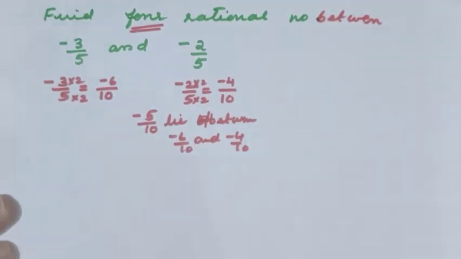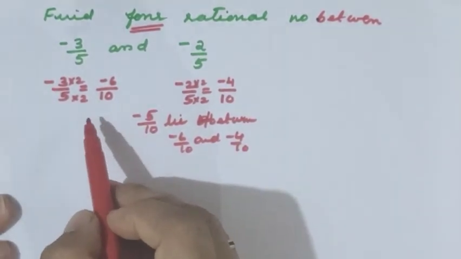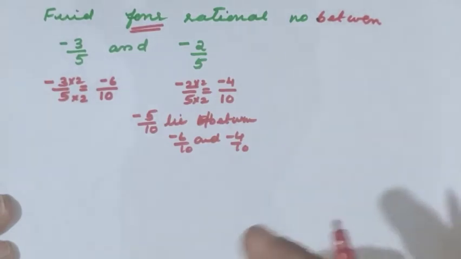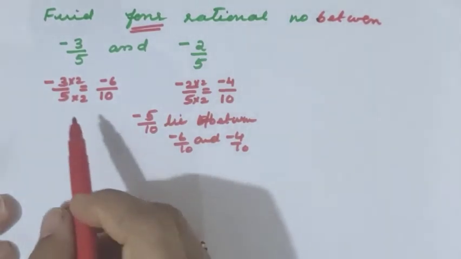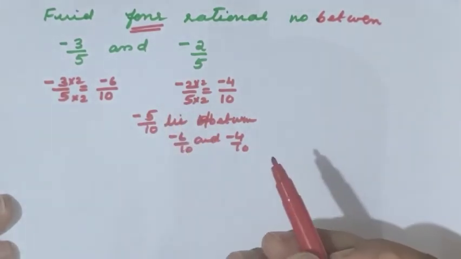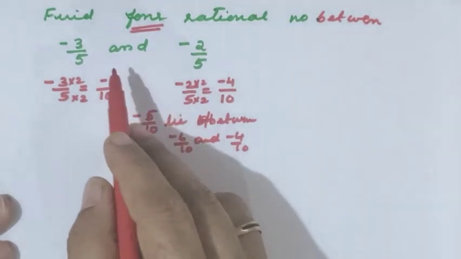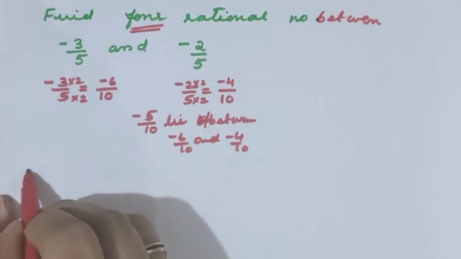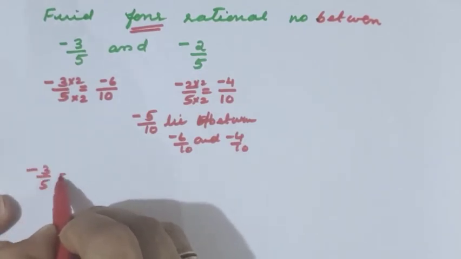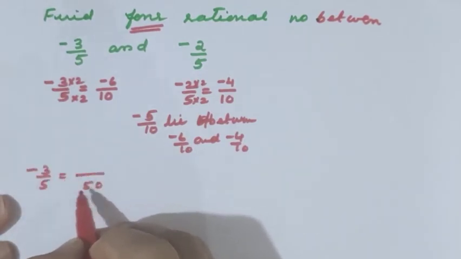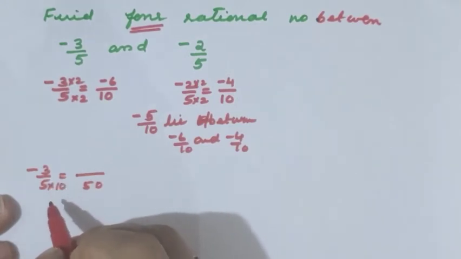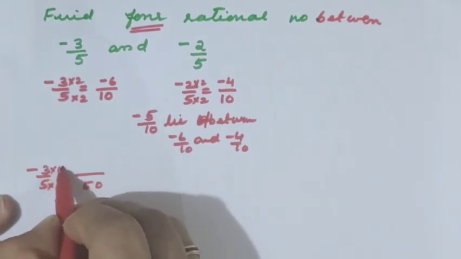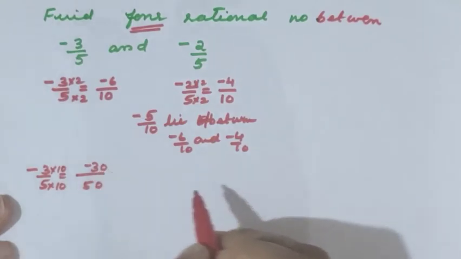So what we are supposed to do is increase the denominator. Here we have done 10 only. So for the next number we can use multiples of 10, or otherwise a common multiple of 5, because here the denominator is the same. So let us try with the denominator as 50 now. Minus 3 by 5, I'm making 50 the denominator. So I should multiply by 10 in the denominator, and the numerator also. So minus 30 by 50.